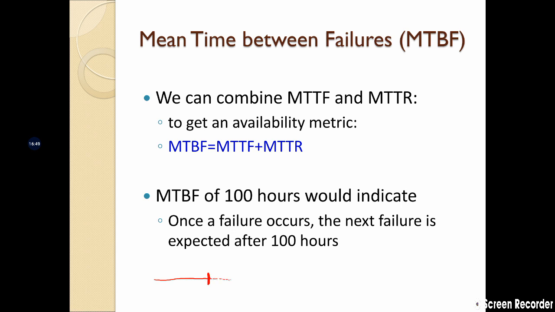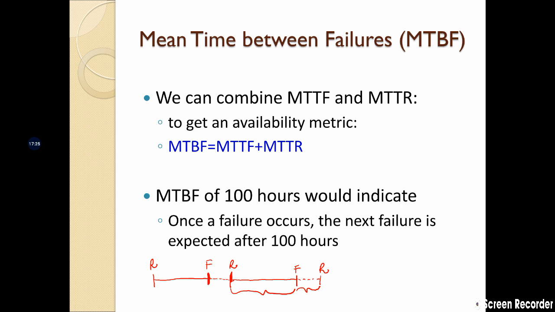Then again it takes some time to repair. So here is a failure, here is a repair. And this is the place where the software was repaired earlier. So again the software runs fine, and then it fails here, and then it takes some time to repair. So if you combine this plus this, it will tell you that after the failure has occurred or the repair has been made, when would the next failure occur? What is the probable time when the failure will occur?